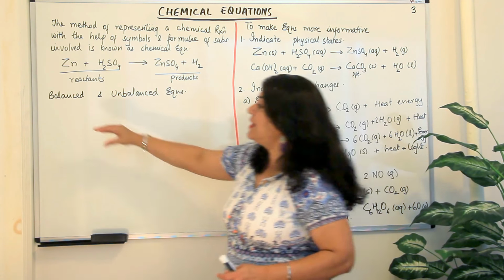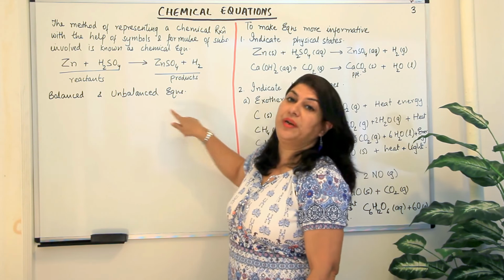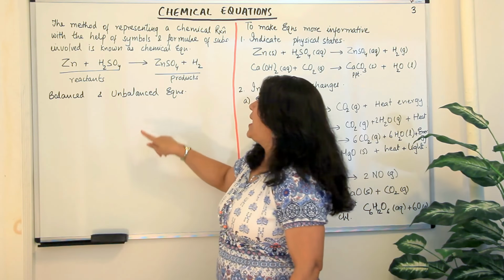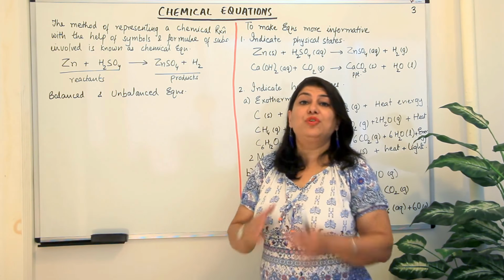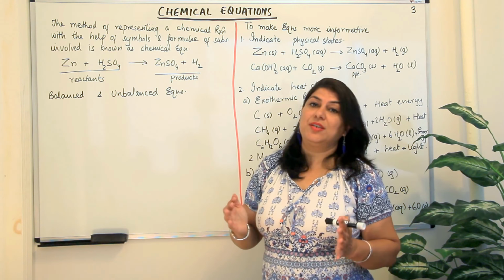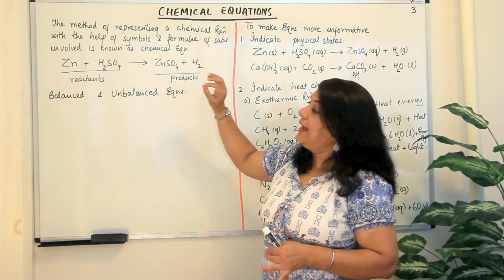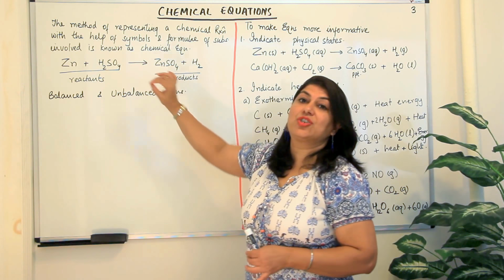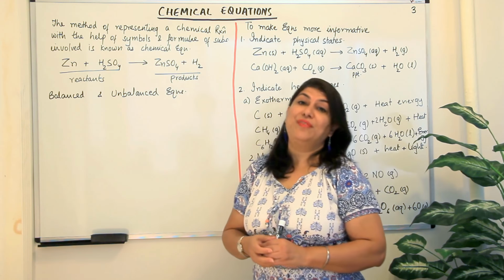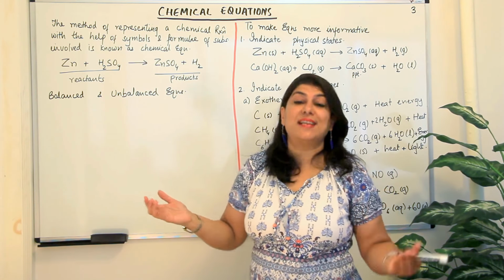I could have written this in a sentence: zinc combines with sulfuric acid to form zinc sulfate and hydrogen. That would take much longer. So this is a way to make our work easier, and it's a shorter way of writing down the reaction. And also, when we write reactions in the form of chemical equations, we can make it much more informative. It can tell us much more than what a worded sentence would tell you.